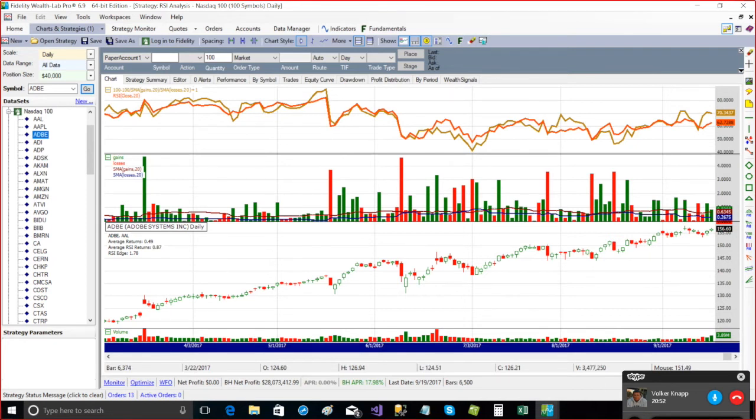0.49%. However, the next line is showing you what the average 5-day return would have been if you would have only taken those days where the RSI was below 30, below its oversold level. So in that case, the average RSI return was 0.87. So it does give you an edge, at least in this stock, of 1.78, which is pretty good.